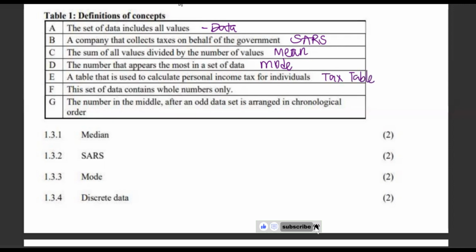All right, then a set of data that contains, this is discrete. Why am I saying discrete data? Because we have whole numbers. Then the number in the middle, this has to be median. So here the answer becomes G. Here the answer is B. Mode, which is D. Discrete, which is F.